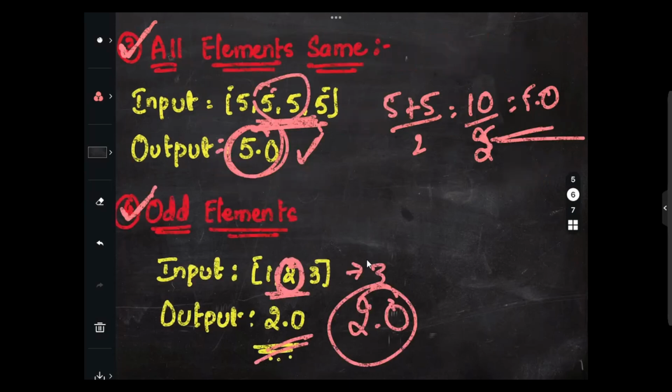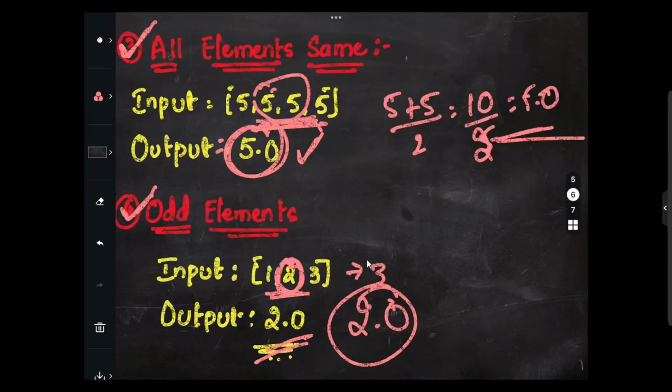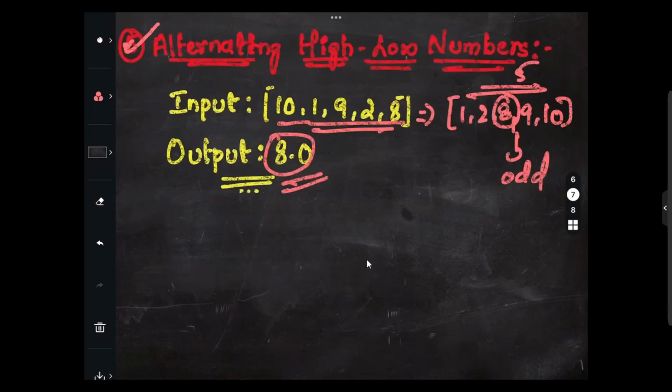So these are the edge cases that we need to consider here. The first edge case is for the single element, the second edge case is for the even elements, the third edge case is for all elements same, the fourth edge case is for the odd elements, the fifth edge case is for the alternating high-low numbers. I hope all the edge cases are completely clear. Now we are completely familiar with the edge cases as well as the approach. We are good to write the code.